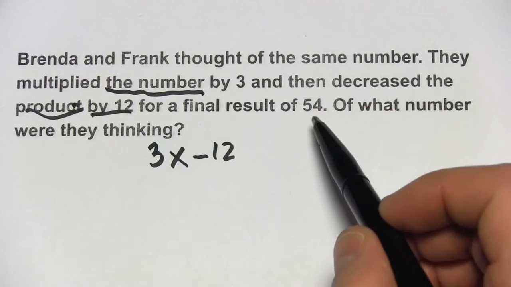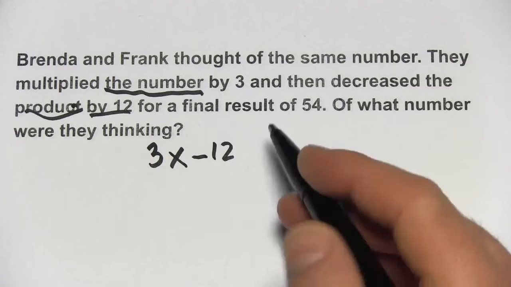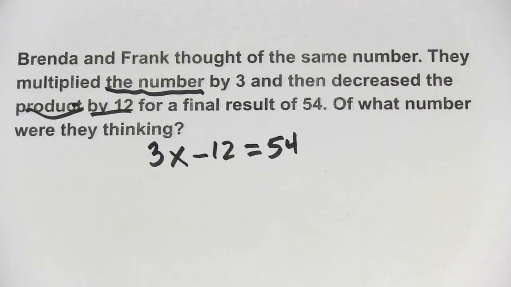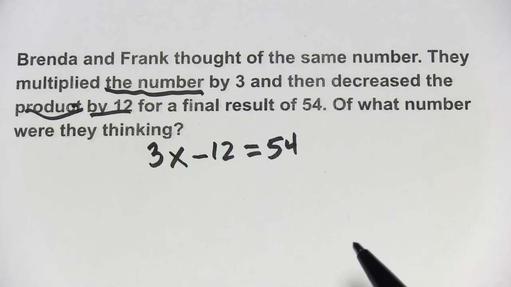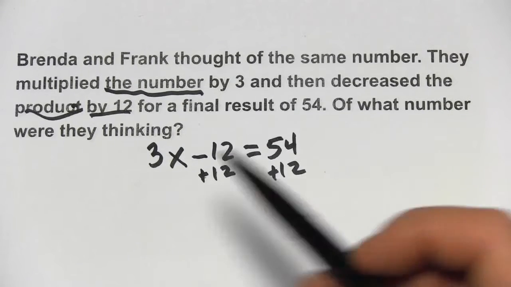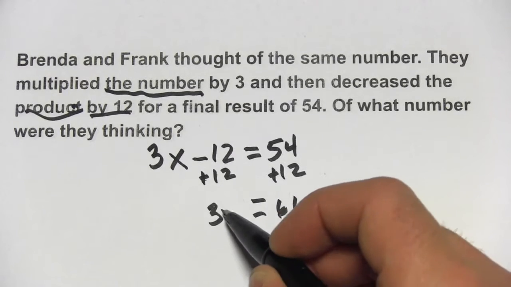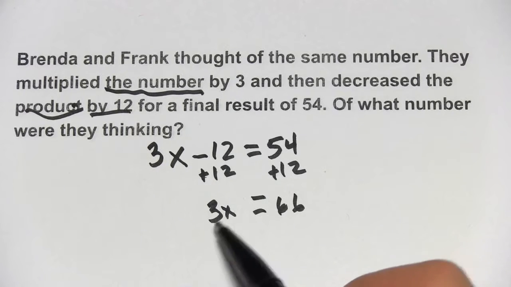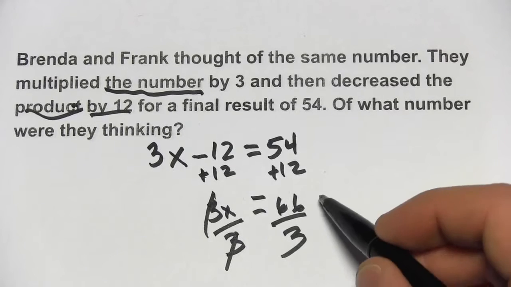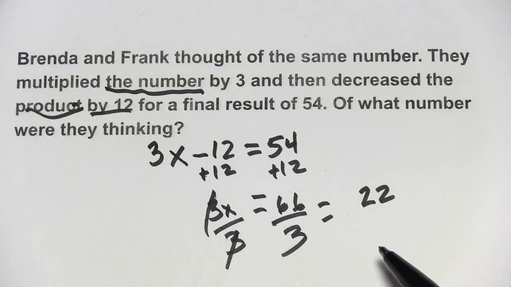And then it says for a final result of 54. What that means is this: multiplying it by 3 and then subtracting 12 ends up equaling 54. So that is our equation. To solve this, not quite as difficult. We're going to add 12 to both sides to get rid of this negative 12 and get the x term alone. So this should be 66, and we just are left with a 3x over here. And then finally we need to divide by 3 to get the x totally alone. And 66 divided by 3 is 22. So apparently they were thinking of the number 22.